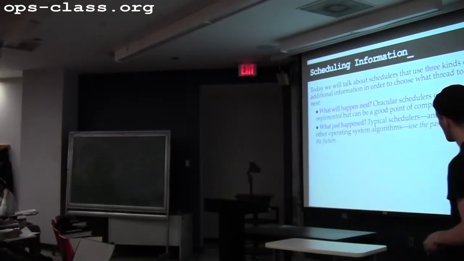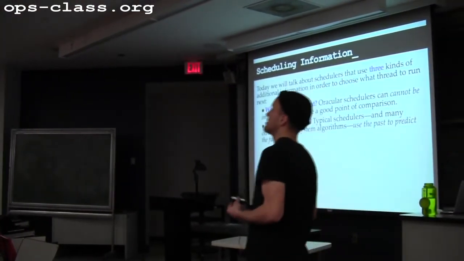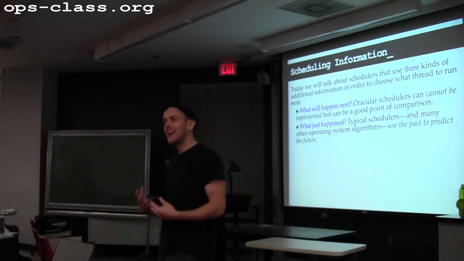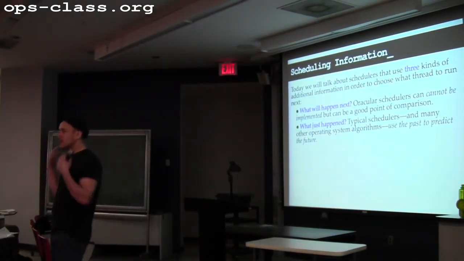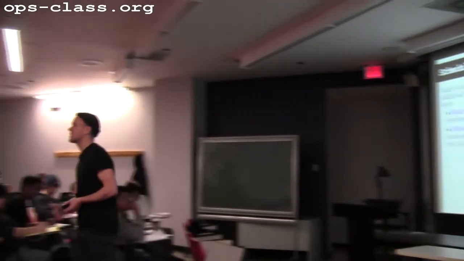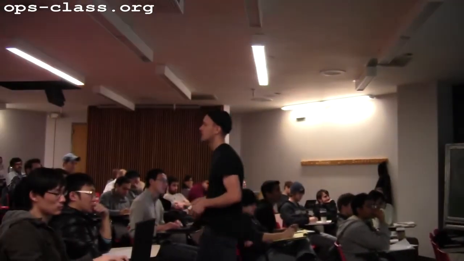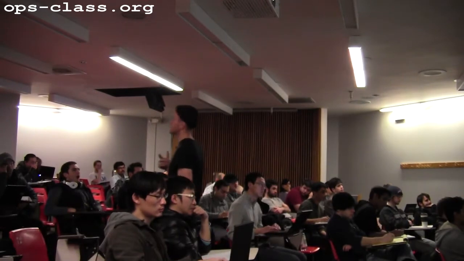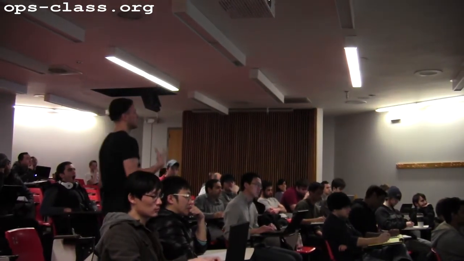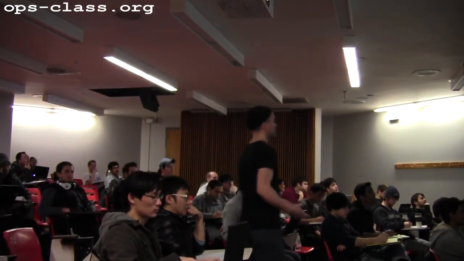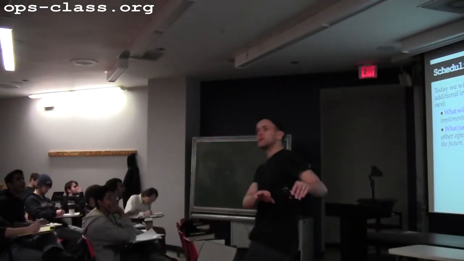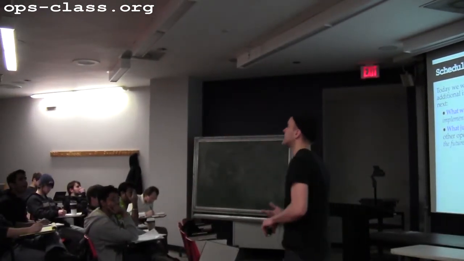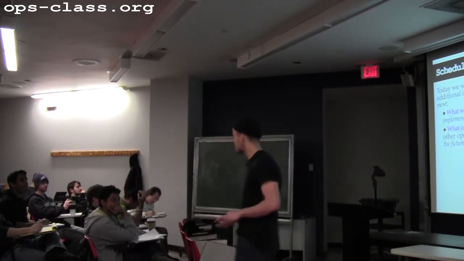Now, typical schedulers, again, don't have a crystal ball, right? So they can't see the future. And what they do to compensate is they use this principle that actually comes up over and over again when we talk about operating system algorithms, both here and in memory management and other places. They use the past to predict the future, right? And particularly the recent past. So I say, what did the thread just do? And I assume that it's going to kind of keep doing something like that.